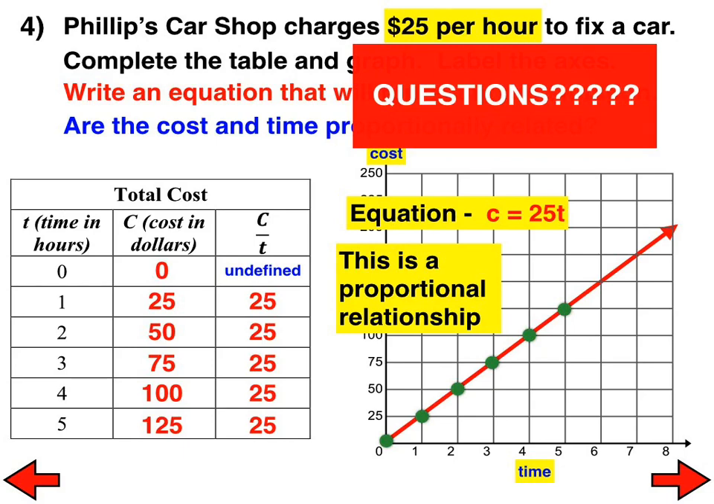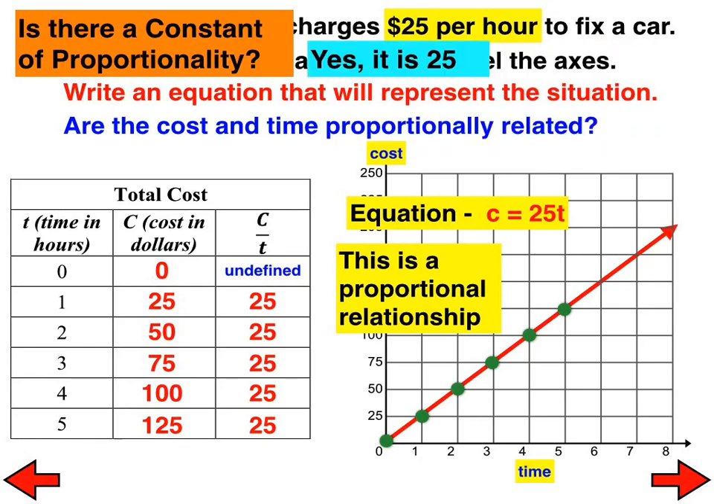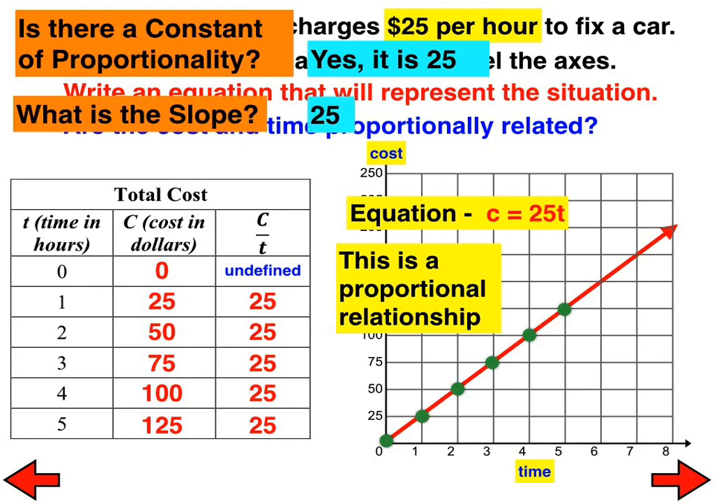So I have a few more questions. Is there a constant of proportionality? Yes or no? Yes. What is it? 25. Constant of proportionality is just a number. What is the slope? It's 25.